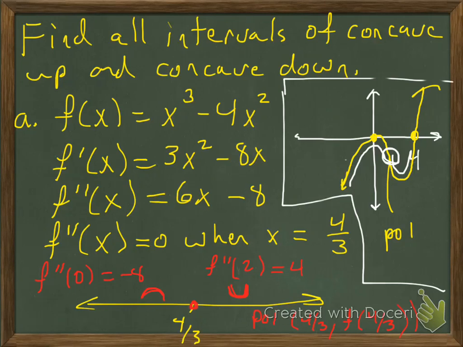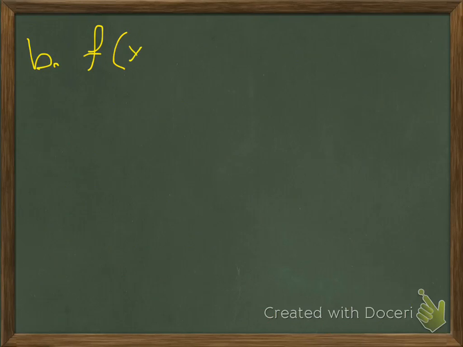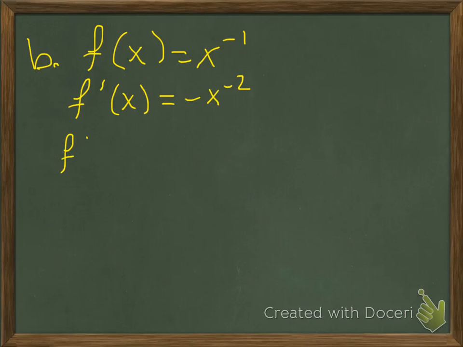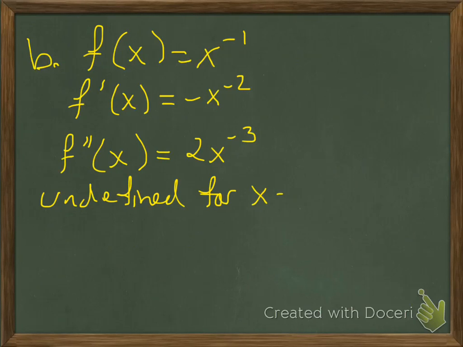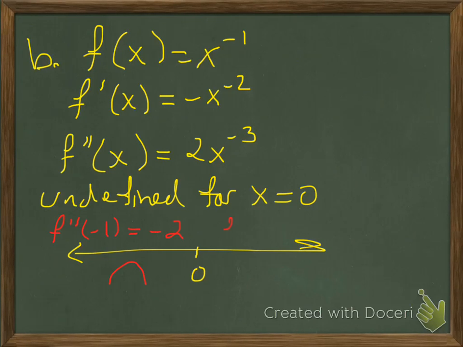All right, now let's do another example. We'll look at, what do we got here? Okay, so we're going to look at the reciprocal function. So we'll take the derivative, and then we'll take the derivative again, and so there's what it looks like. It's only undefined at x equals 0, so we're going to kind of check out what's going around 0. So we'll test to the left, and we'll test to the right, and we'll find concave down on the left and concave up on the right.